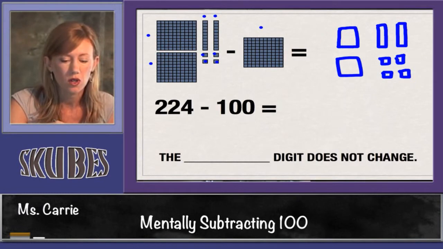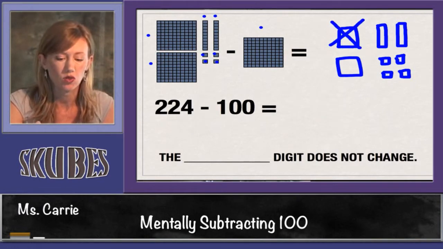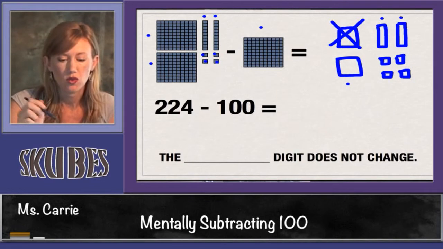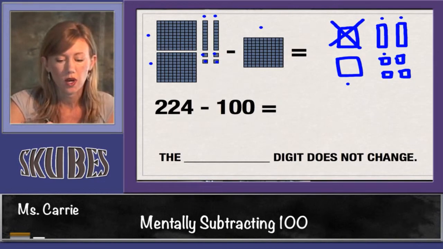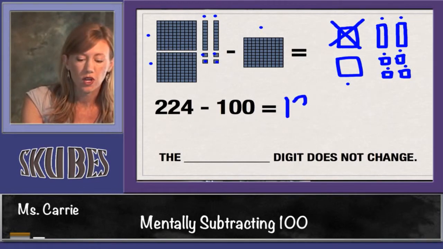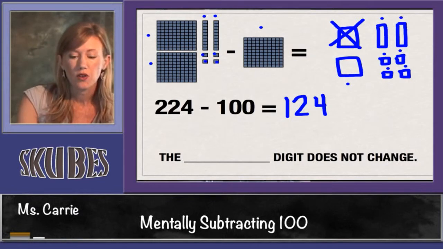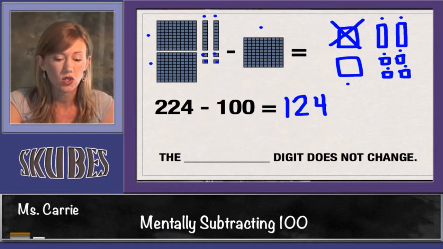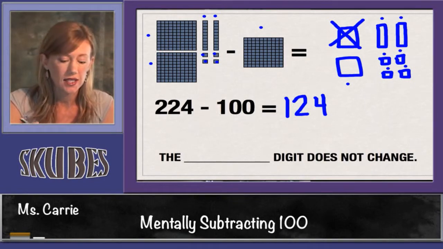So what I'm going to do is draw a big X through 100 because we needed to take 100 away. If we add up what we have left, we have 100, 110, 120, 121, 122, 123, 124. Our answer is 124. If you look at the picture we drew, you'll notice that our 100s changed. We lost a 100, but the tens and the ones stayed the same.